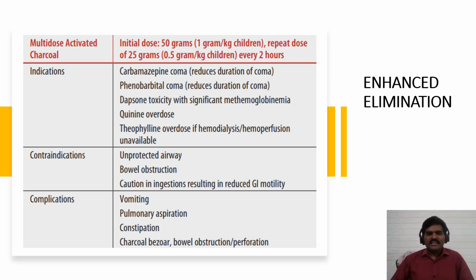The next is enhanced elimination techniques. You can use either multi-dose activated charcoal or forced alkaline diuresis to achieve enhanced elimination. Multi-dose activated charcoal: the initial dose is 50 grams, what you give for a single dose activated charcoal, and a repeat dose of 25 grams every 2 hours can be given.